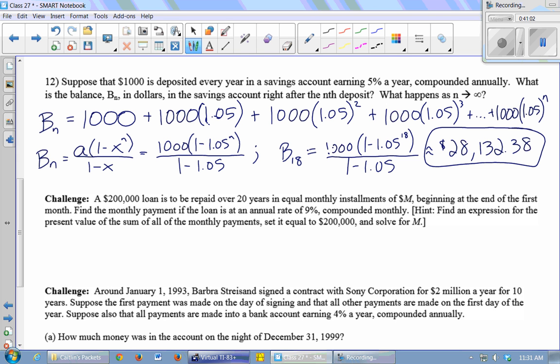But mathematically, why do you know that it's going to go to infinity? Yeah, I'm adding a big number every year. Yep. In terms of using a geometric series formula, the x is bigger than 1. The multiplier is bigger than 1. Yeah. So as n goes to infinity, b sub n goes to infinity. Right? So your bank account balance just grows and grows and grows.